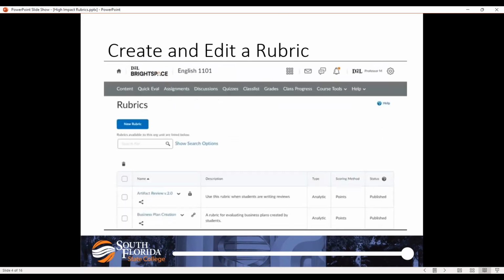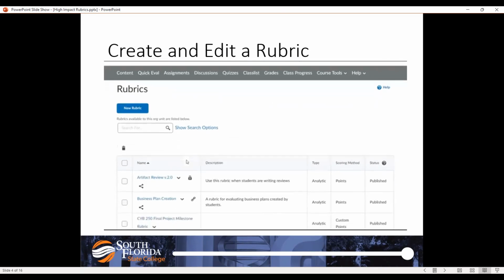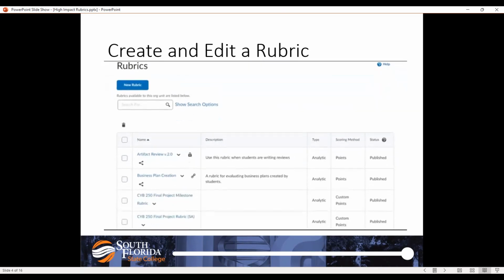Edit a rubric by choosing Edit within the drop-down menu beside the desired rubric name. Please note, rubrics that have been used to assess learner work cannot be edited. Use Copy to create and edit a new version of the rubric.